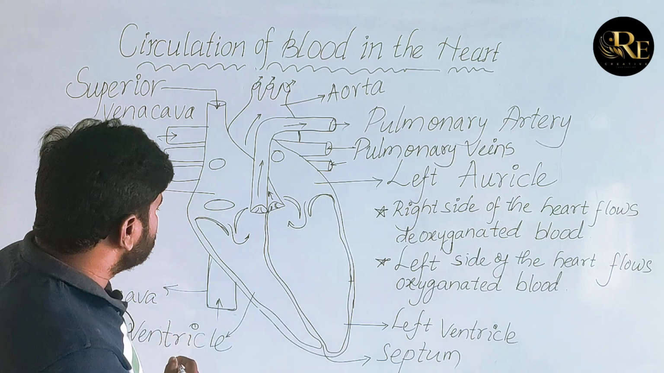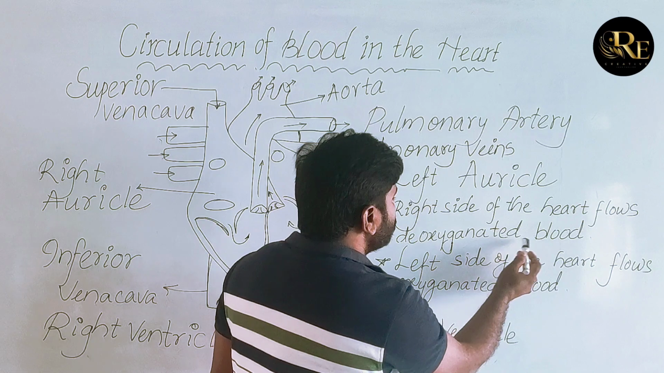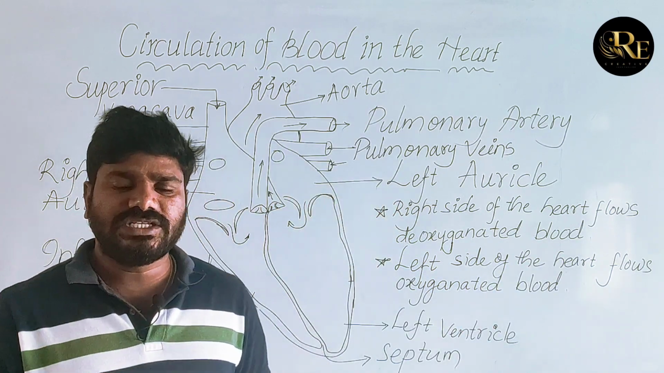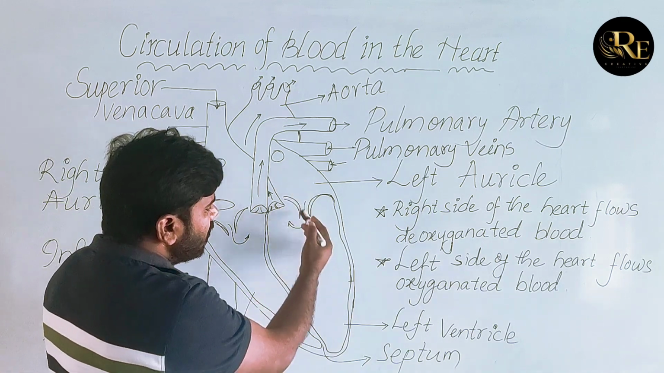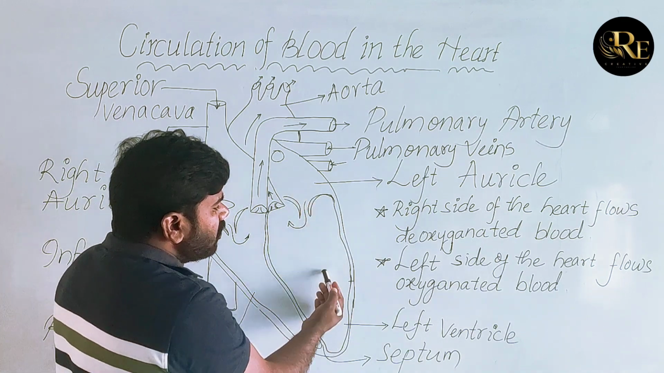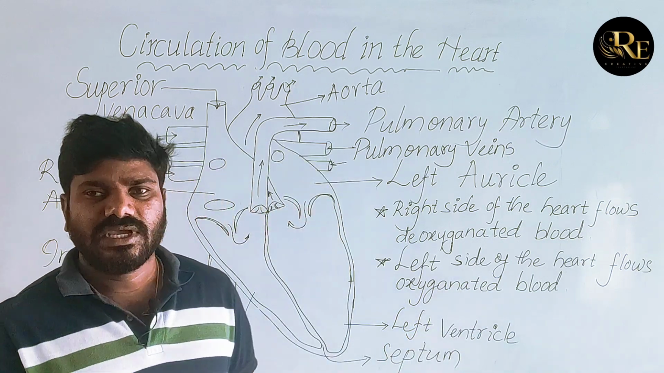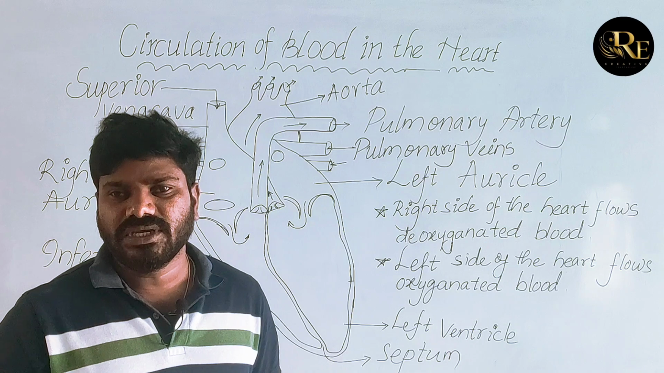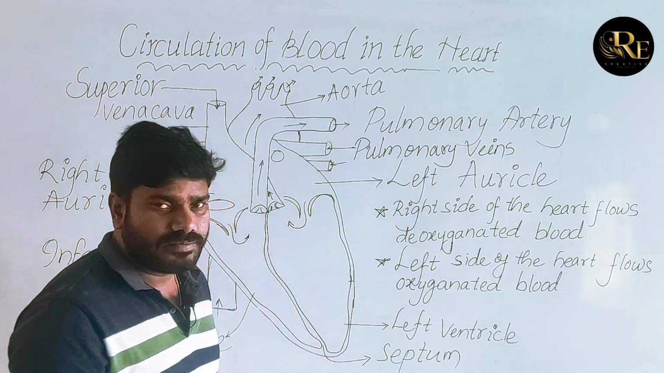And one more thing, always remember, in the right side of the heart flows deoxygenated blood. That means the blood is rich in carbon dioxide. And the left side of the heart always flows oxygenated blood. That means the blood is already mixed with oxygen. This oxygenated blood flows in the left side of the heart.